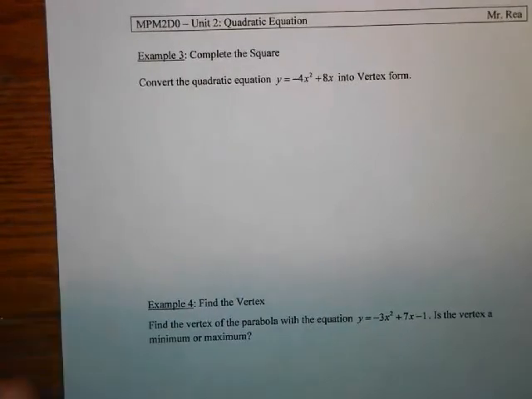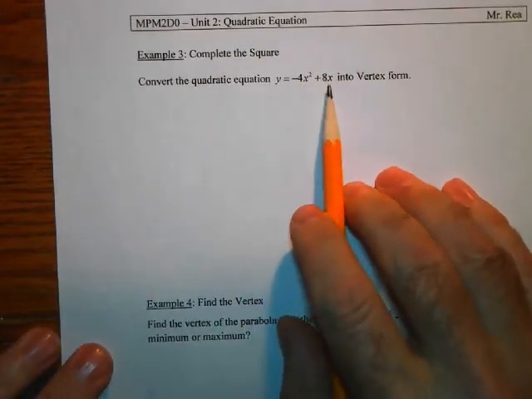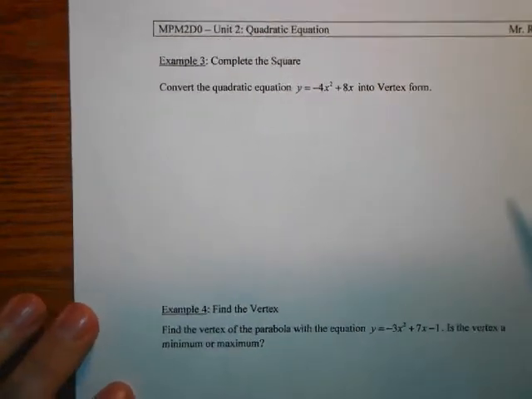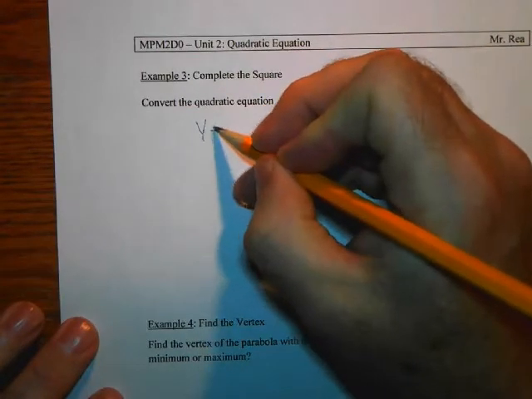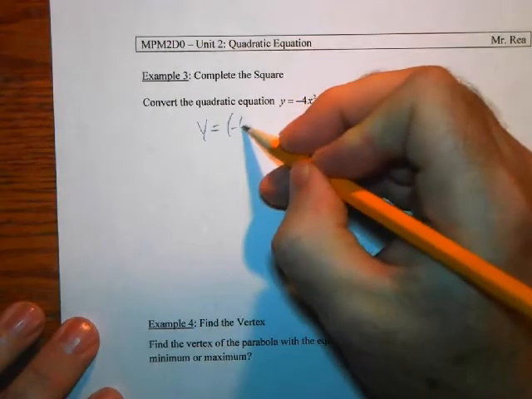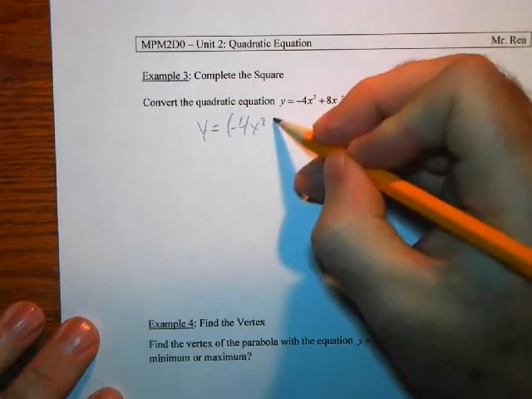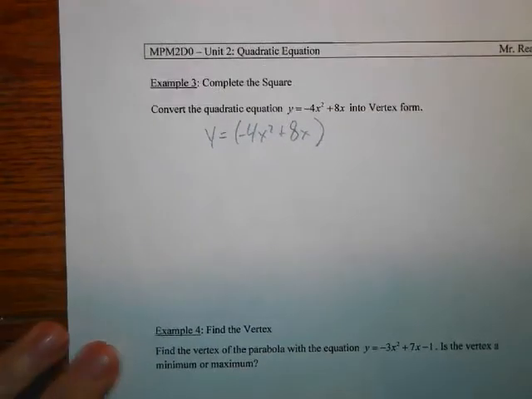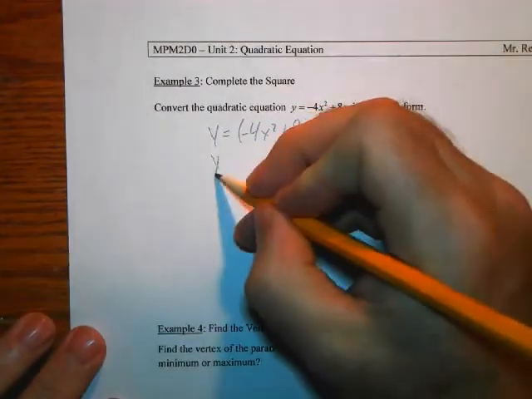Convert the quadratic equation, and this time you notice we've only got 2 terms. Doesn't matter. Still going to do the same process. So first step, and this might seem a little bit ridiculous, we're going to put this inside brackets. And this time there's nothing outside the brackets because there's no constant term. So you could just do the first and second step together.